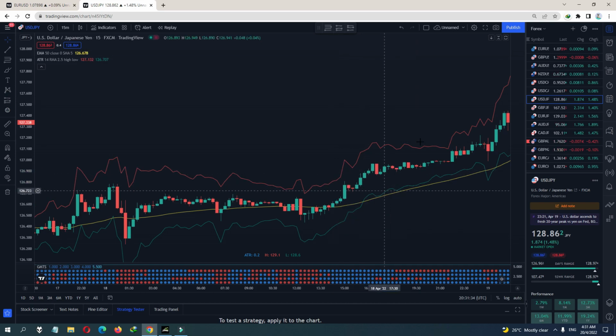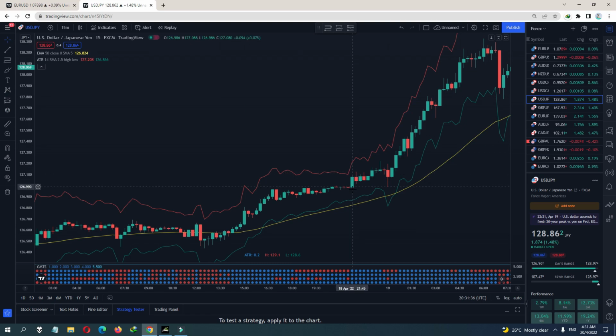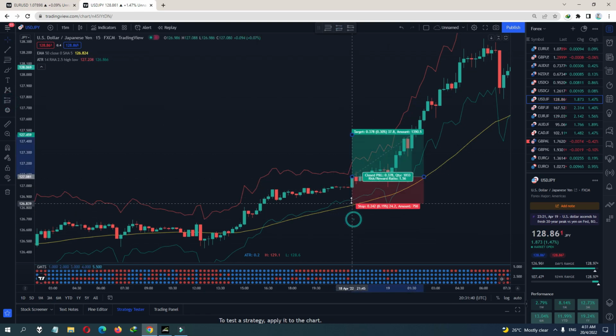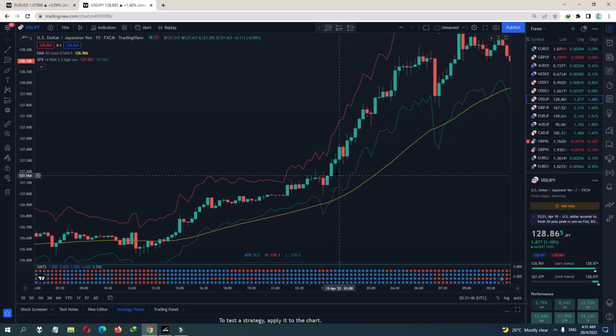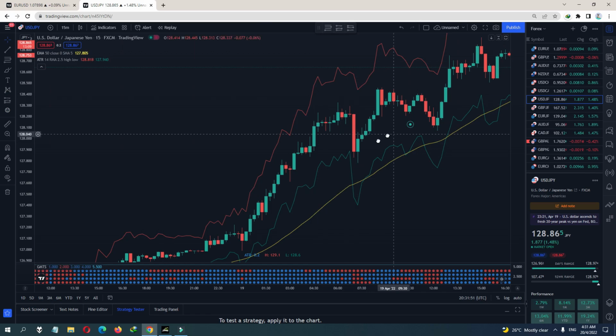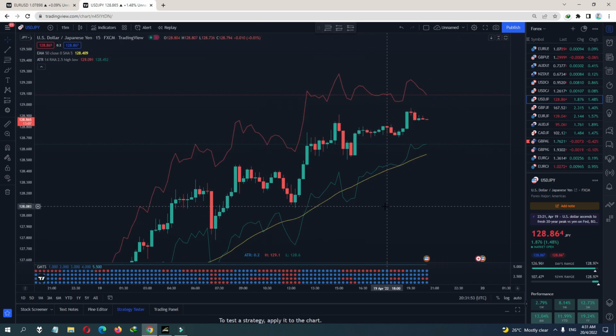And here you can buy again. Stop loss is here. Buy here, stop loss is here. Buy here. So it's very good in trending market. And here, buy here, and buy here, buy here.